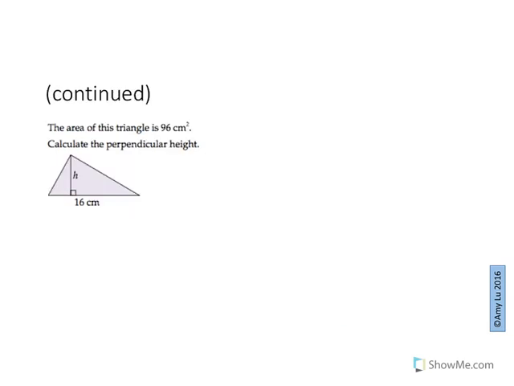Now we have one more example. We're given the area of the triangle is 96 centimeters squared. So area is 96 centimeters squared. I like to write information down, especially with word problems, to help me solve them along the way. Calculate the perpendicular height, meaning the height that goes straight up and down. So in this case, if you know what to do, pause. If not, just listen to my hint.